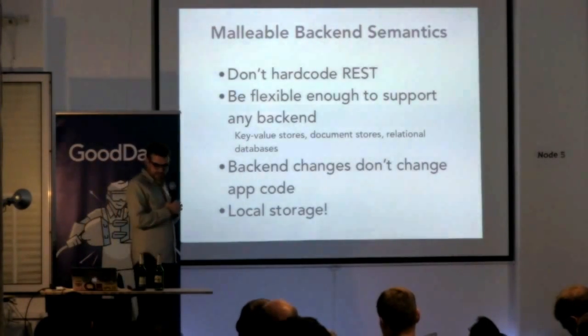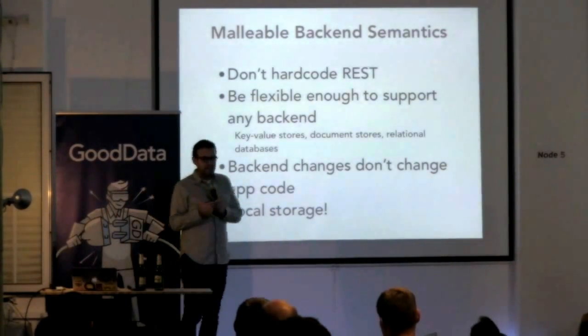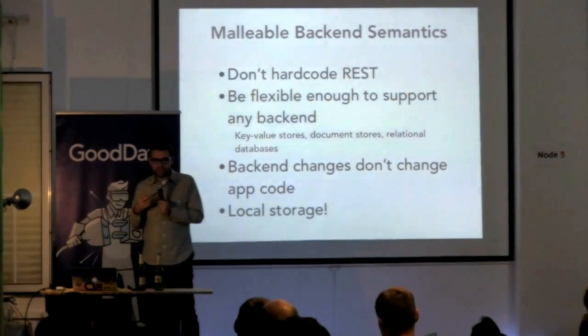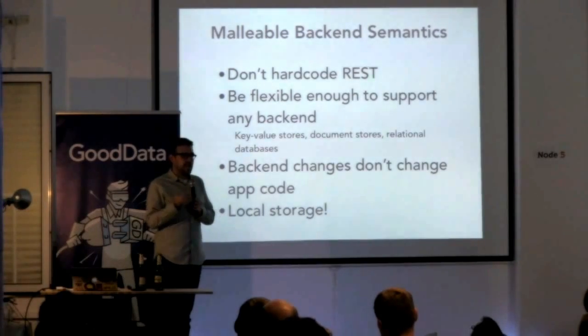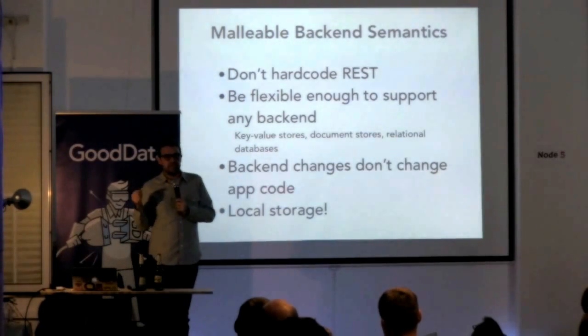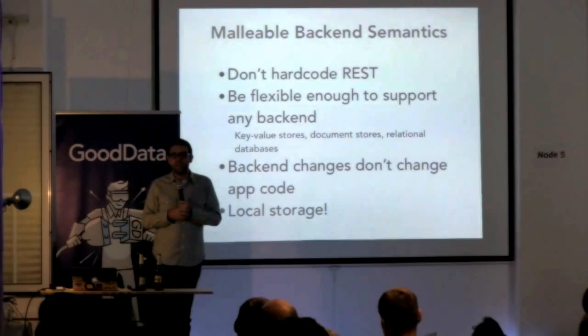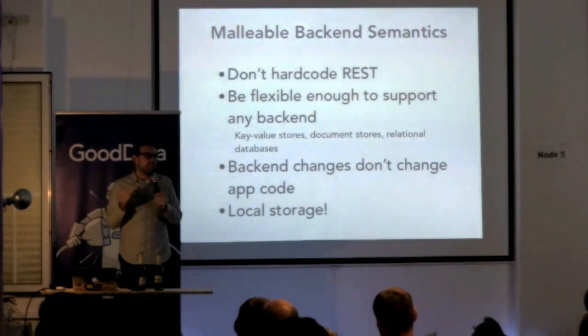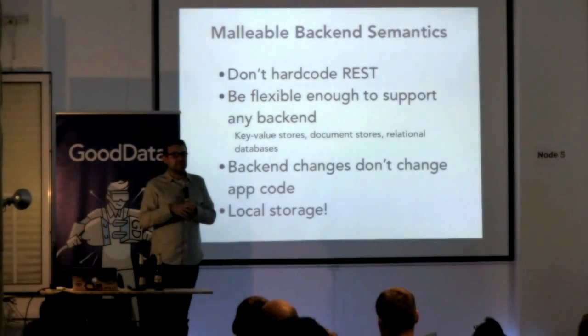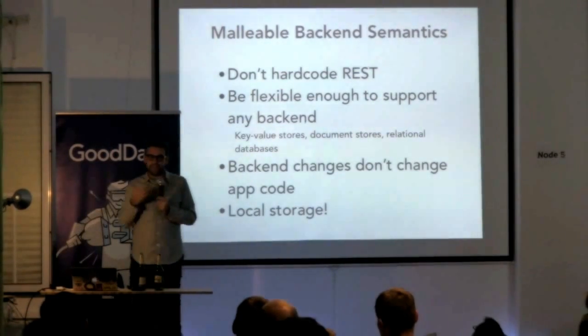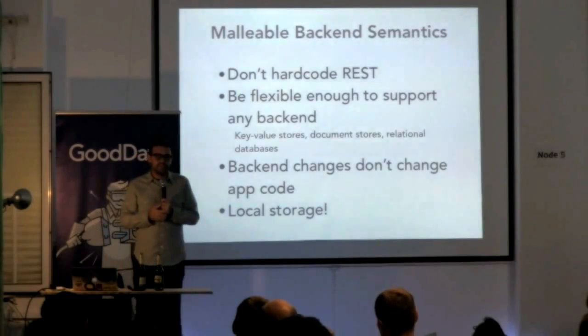Okay, malleable backend semantics. Don't hardcode REST. Every other framework we looked at that has this kind of persistence, for the most part, was hard coding the assumption that you have a one-to-one mapping between an endpoint and a resource, and basically, if it didn't match, they're like, okay, sorry, we don't really fit your needs. Here is a single method, do what you will, and that's just crazy because now you have to do a ton of work. It's 2012.